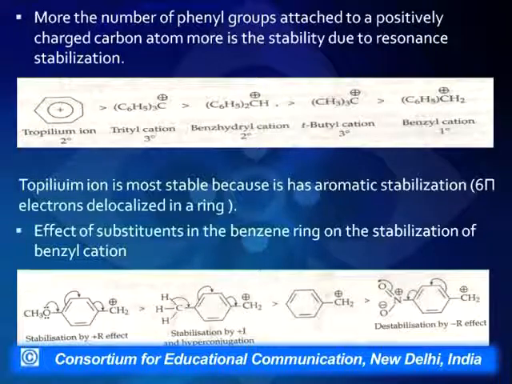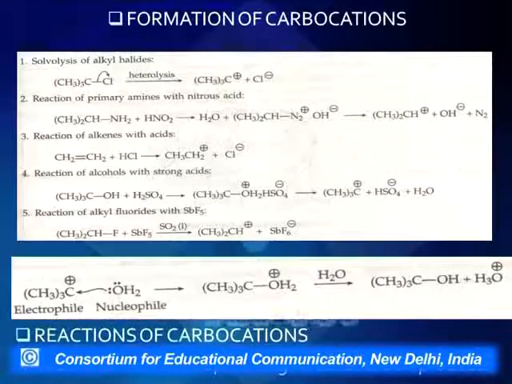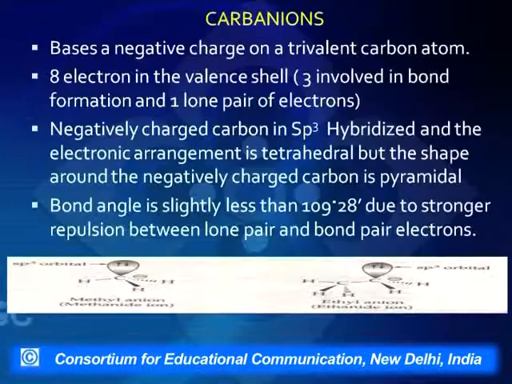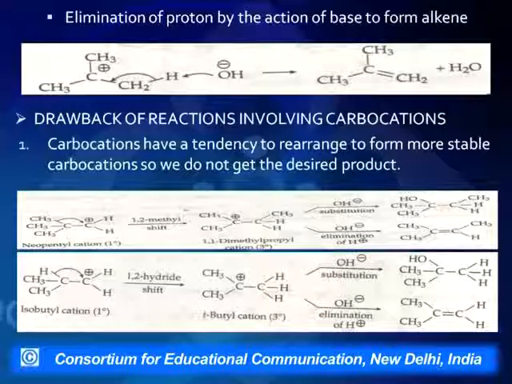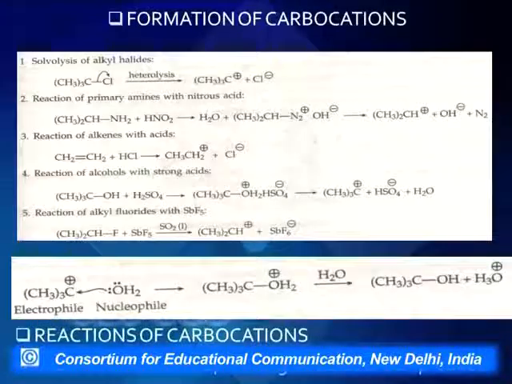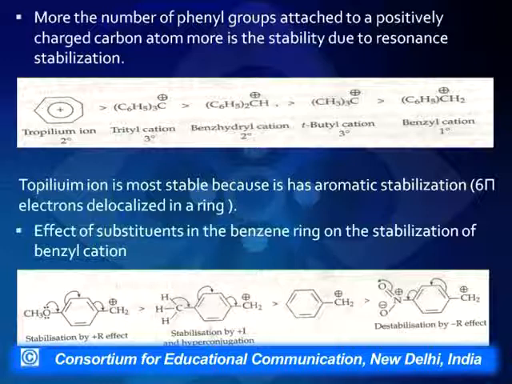Now if you look into the tropylium carbocation, which is our first example, this is a very stable carbocation. This is more stable than a benzyl carbocation, because it is stabilized because of aromatization, that is the sextet, it has a delocalized pi electron cloud, because of which the tropylium ion is quite stable.